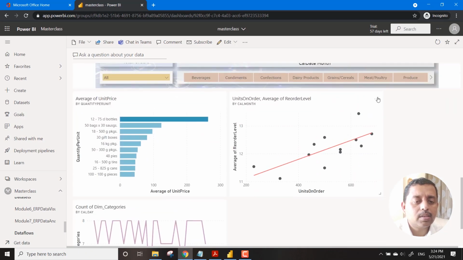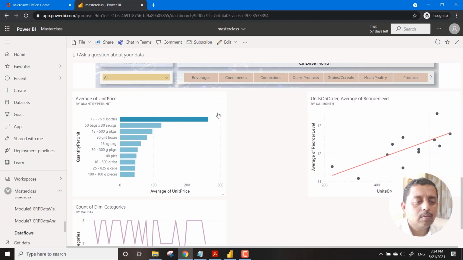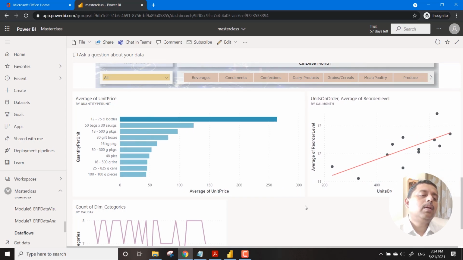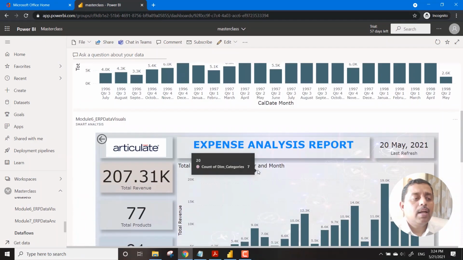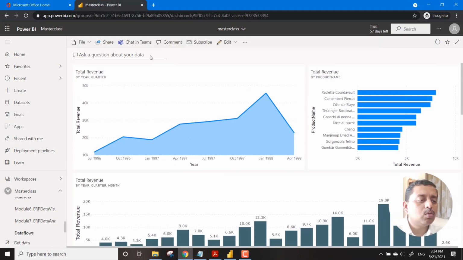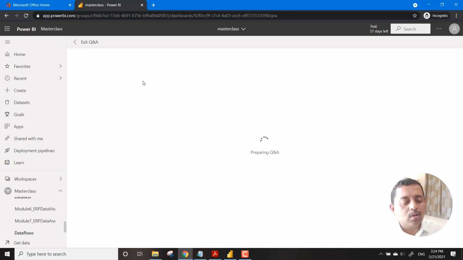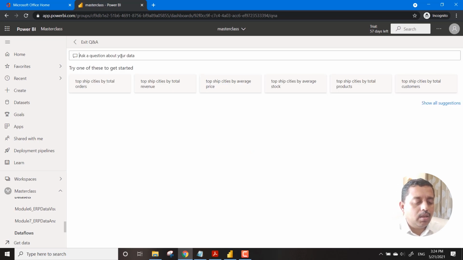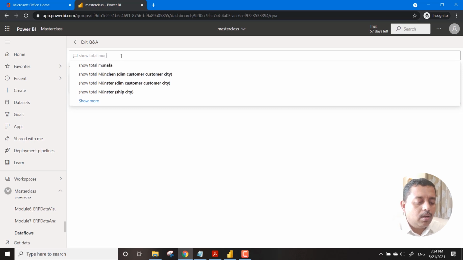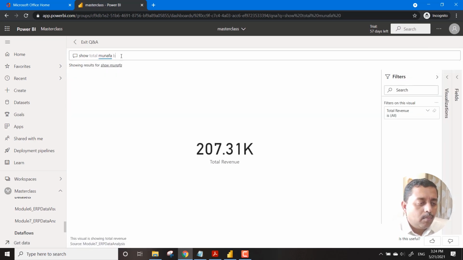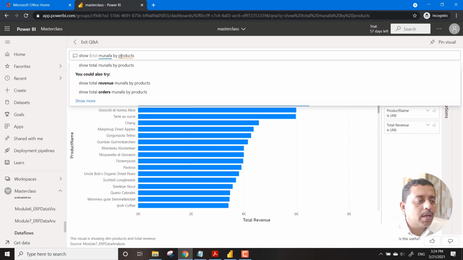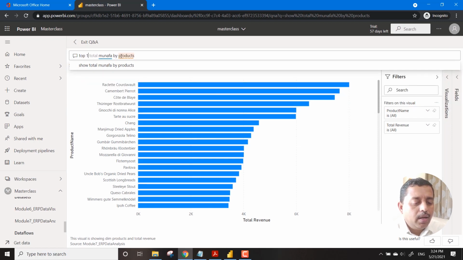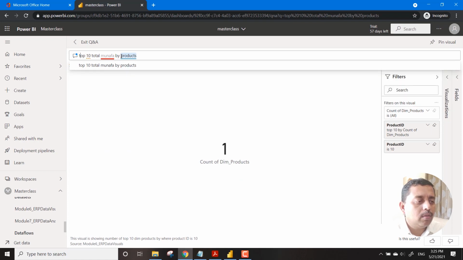I can arrange this to be displayed within a data like this. The best part is that apart from this dashboard, you can also arrange the Q&A factors also. Suppose you just ask the question, show total Munafa by products, and then instead of total, you can say top 10.